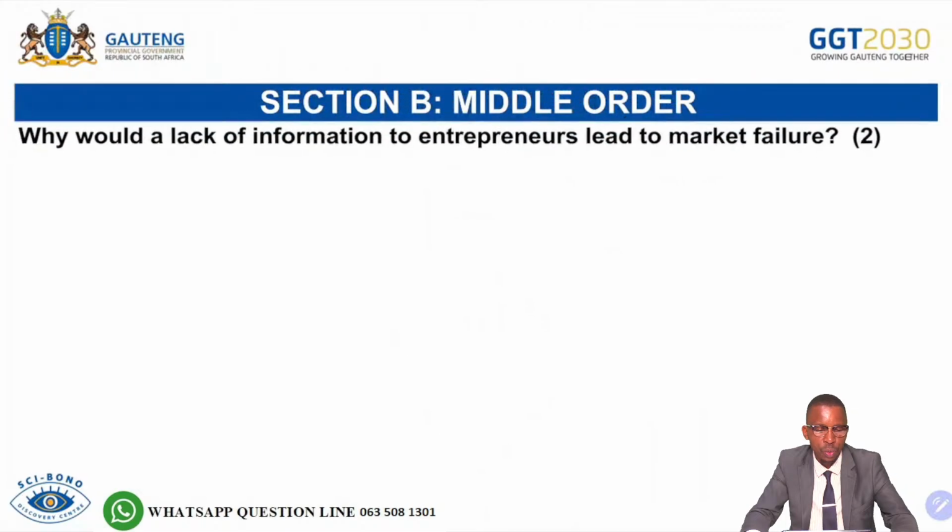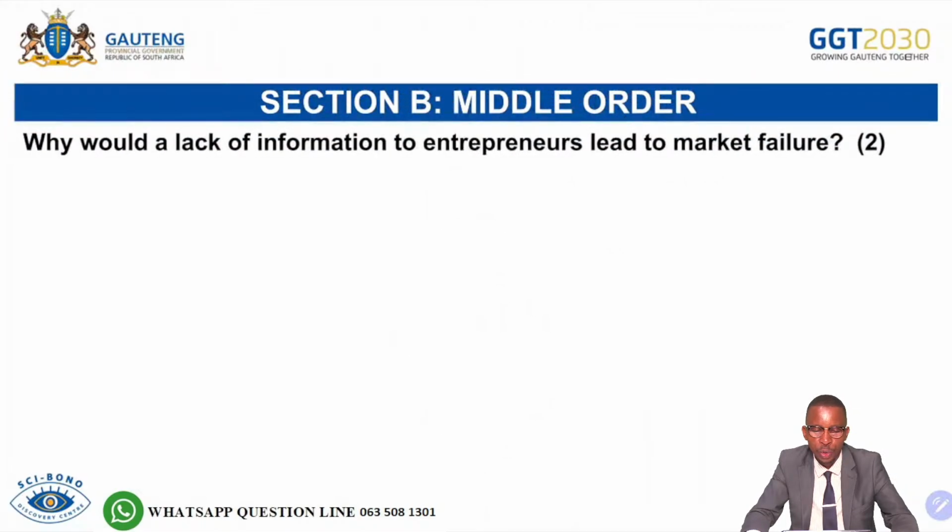Then we'll continue. Why would a lack of information to entrepreneurs lead to market failure? Remember that information is very important for businesses or entrepreneurs. If they do not have adequate or sufficient information about prevailing market conditions, the entrepreneur is unaware of cheaper factors of production, or the market where they can find cheap factors of production. That will make difficulties for that entrepreneur, because they may be spending a lot of money on a factor of production that is relatively cheap in another labor market.